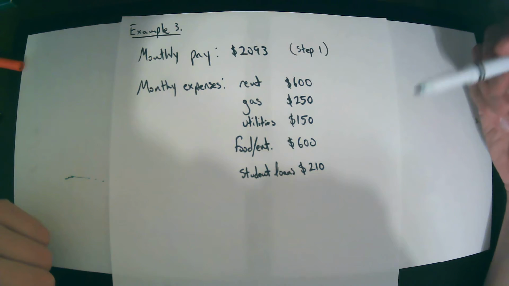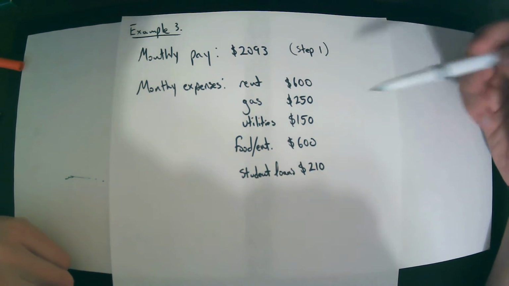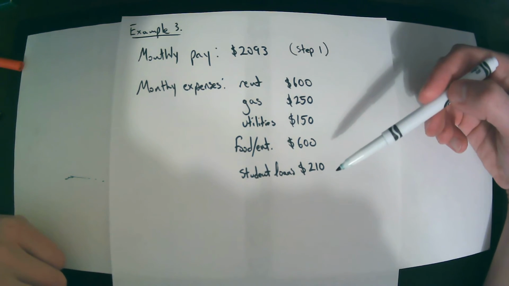So she's got it made, because it doesn't look like she has a phone bill or a car bill, so she owns her car. That's nice. She doesn't have car insurance. She doesn't have a health insurance bill. This is not very realistic, right?